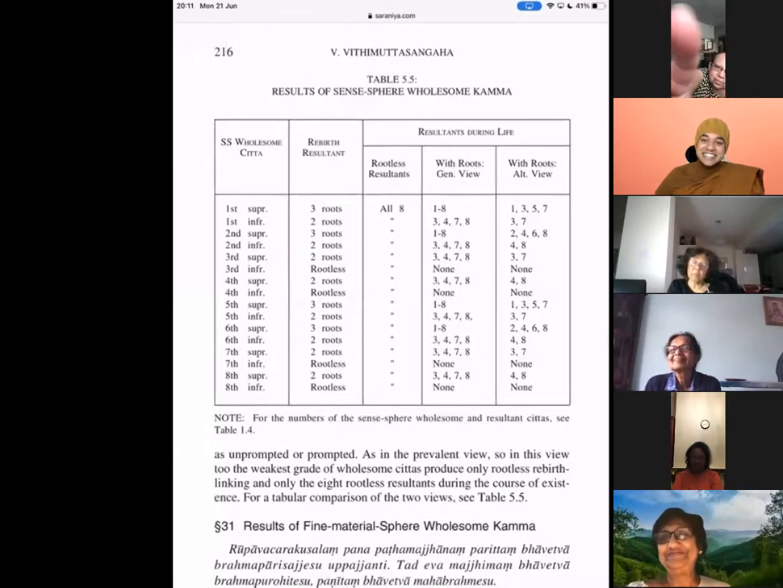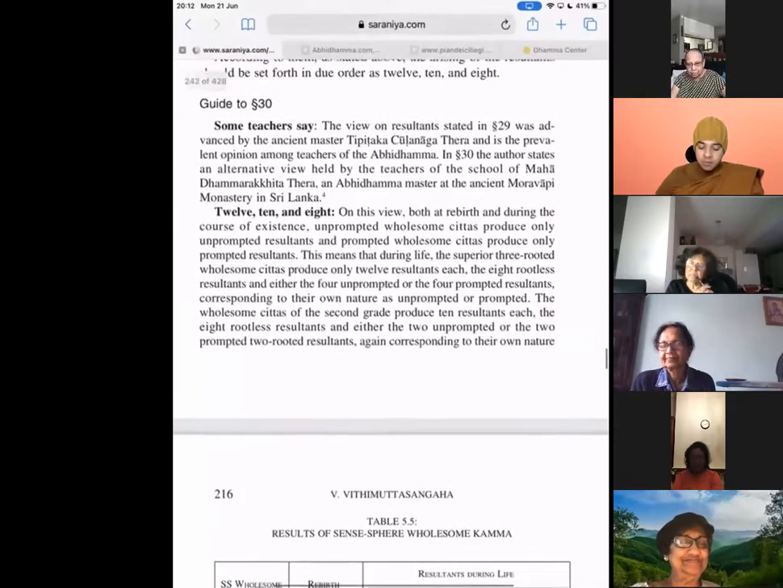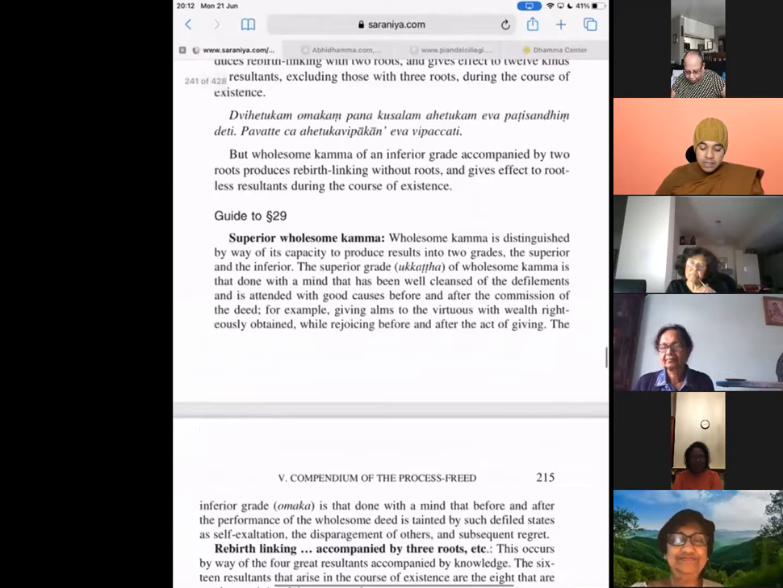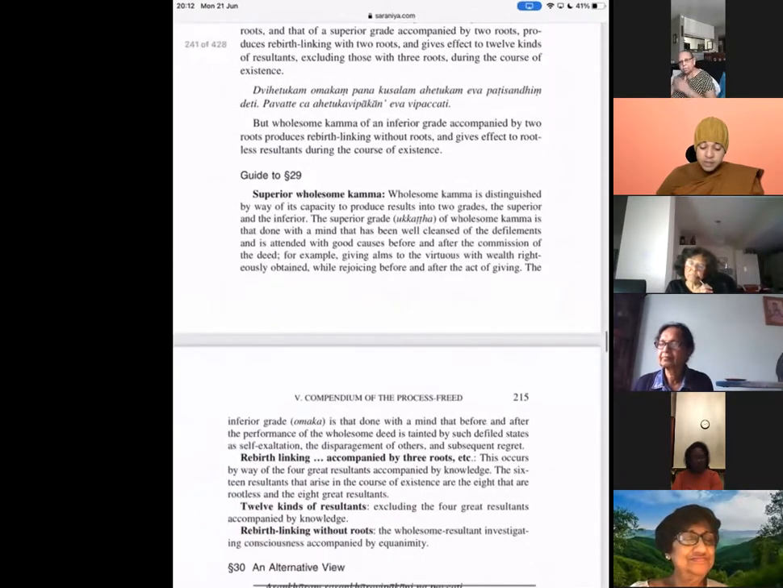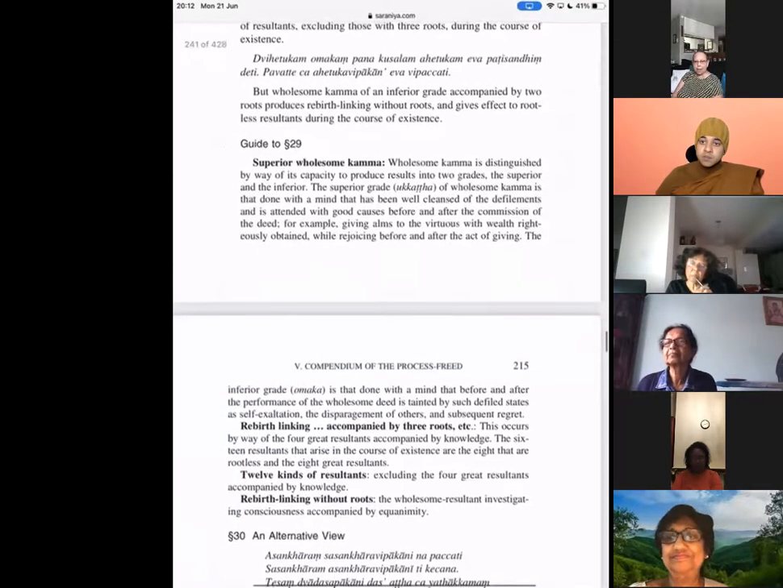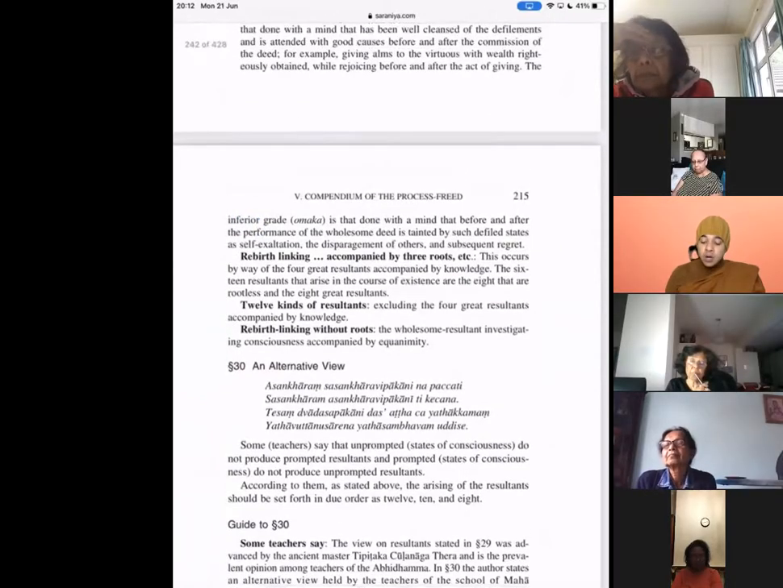Now, Bhante, is it explained in the section guide 29? Yes. The superior grade and the inferior grade. It's actually read right now. We went through it in guide 20. Yeah, that's right. So the difference is because it's on page number 215.